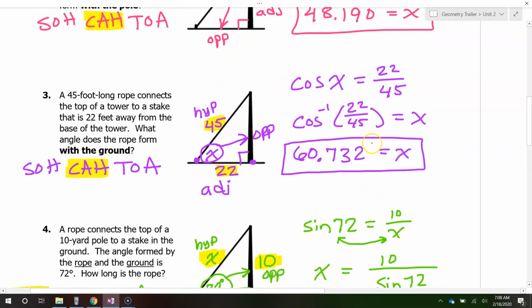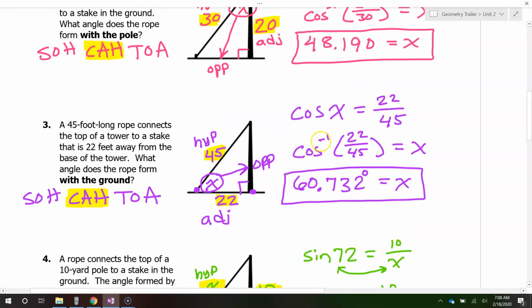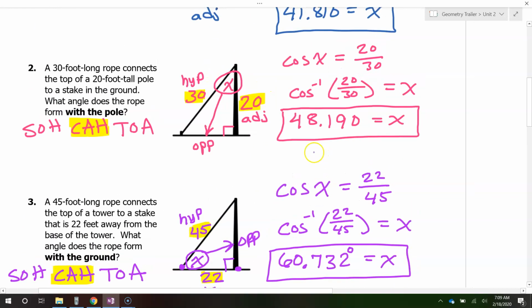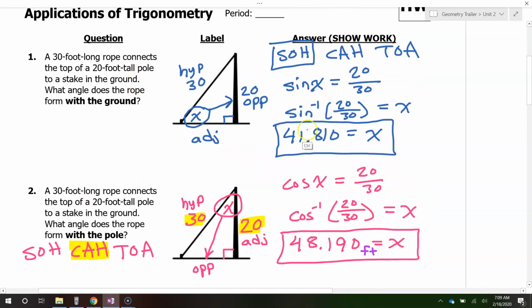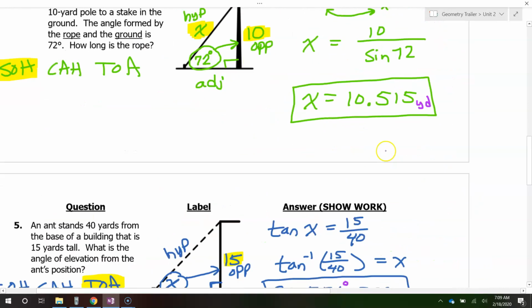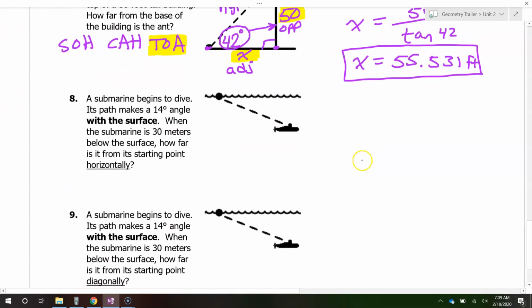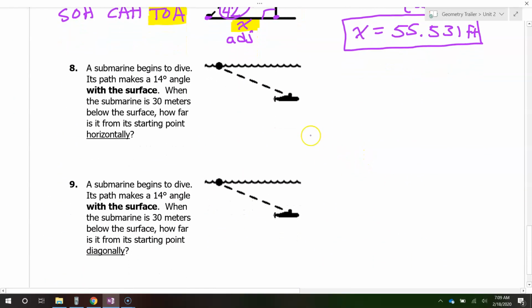All right, so when you're doing these word problems, units are important. So don't make the mistake that I almost made and leave off the units. So these are feet. So I should have feet here, and these are feet. All right, whenever you have word problems, you really got to have the units. Okay, let's finish this up.